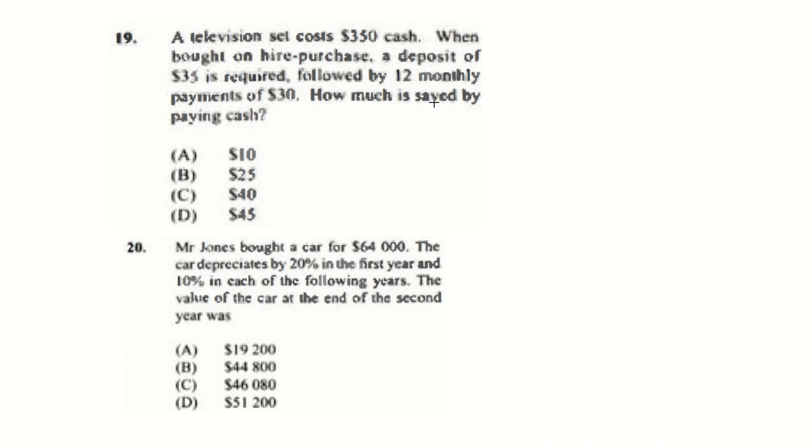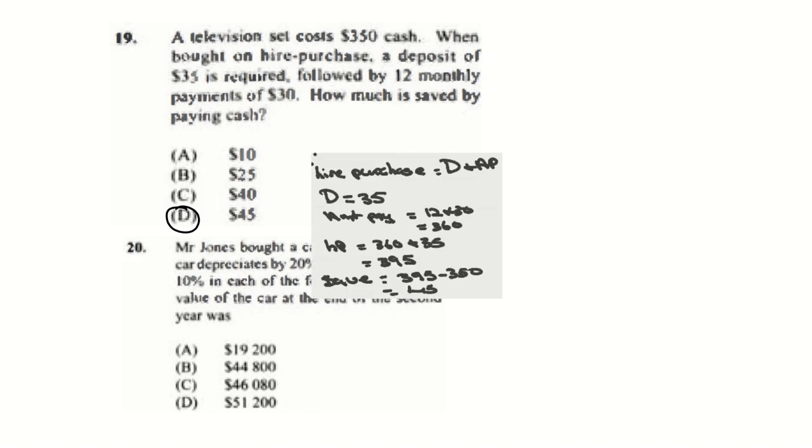Alright, let's look at number 19. This is a repeated question. She would have saved $45. We did this question already. We know the higher purchase was $395. So the amount saved would have been $395 minus $350, which is $45.